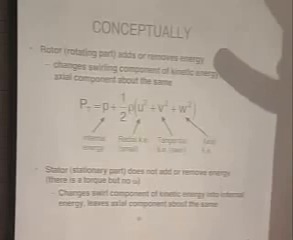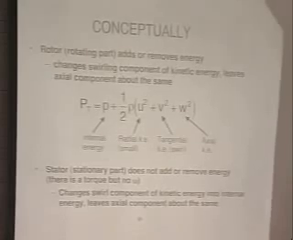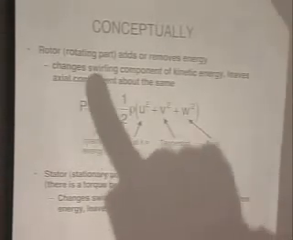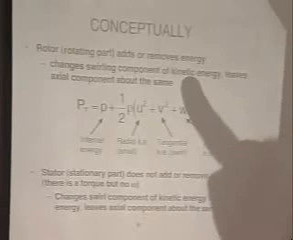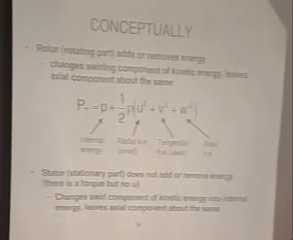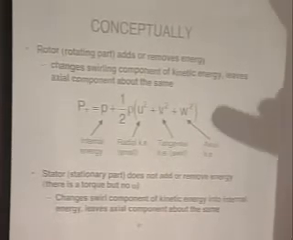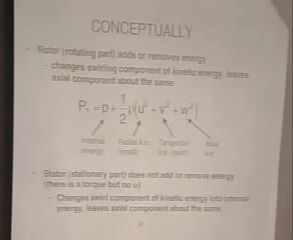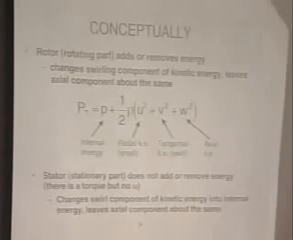So conceptually, the rotating part adds or removes energy. And it does this by changing the swirling component of kinetic energy and leaving the axial component about the same. And what I put down here is something that you'll recognize. What equation is that? The Bernoulli equation. All right, so this is one way you can think about the way this works.